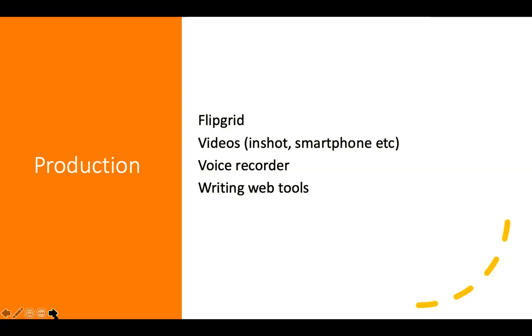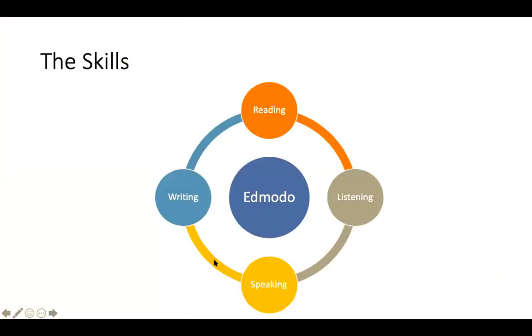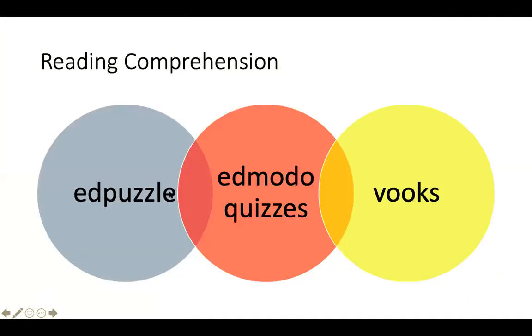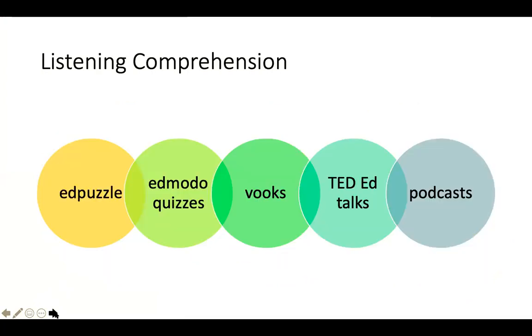They can use some writing web tools. Now, when it comes to skills, on Edmodo, you can have everything: reading, listening, speaking, writing, grammar, vocabulary, pronunciation. For pre-reading, pre-writing, and pre-speaking activities, we can use Mentimeter. For reading comprehension purposes, Edpuzzle, Edmodo quizzes, and VOOCs. I will show you VOOCs in a minute.